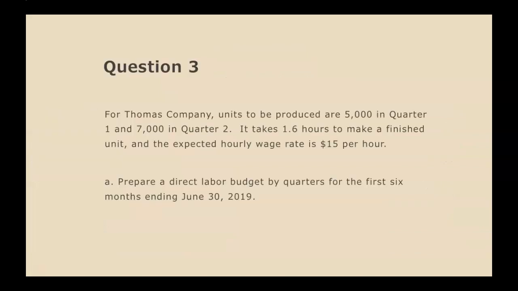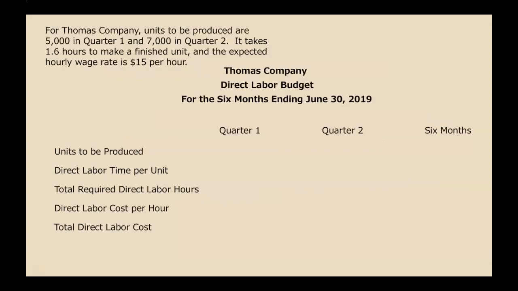Our next question, for Thomas Company, units to be produced are 5,000 in quarter 1 and 7,000 in quarter 2. It takes 1.6 hours to make a finished unit, and the expected hourly wage rate is $15 per hour. We need to prepare a direct labor budget by quarters for the first 6 months ending June 30th, 2019. So we've done a direct materials budget. Now we need to do a direct labor budget.